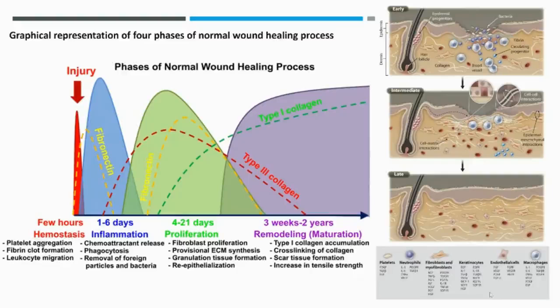And a variety of cell populations play distinct roles throughout these phases as well. So the key players in hemostasis are different from inflammation, and they are different from proliferation, and they are different from remodeling as well. So in the right panel over here, you can see some of the key cellular players.